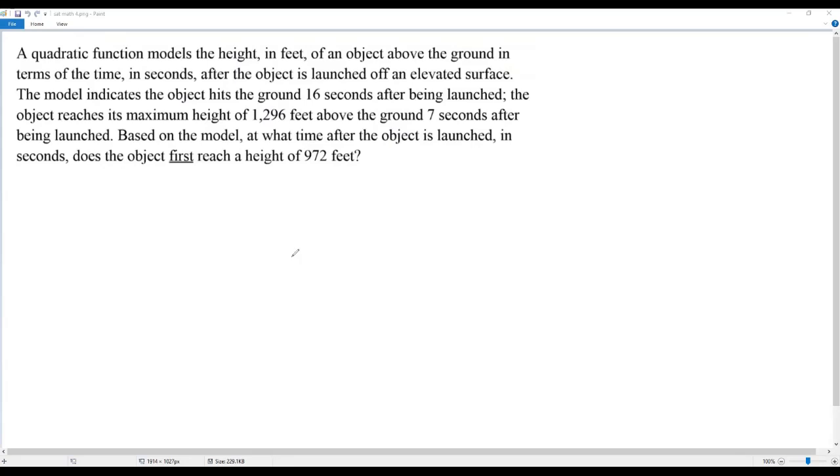Here we have a SAT math problem. Okay, let's go to the question. A quadratic function models the height in feet of an object above the ground in terms of the time in seconds after the object is launched off an elevated surface.